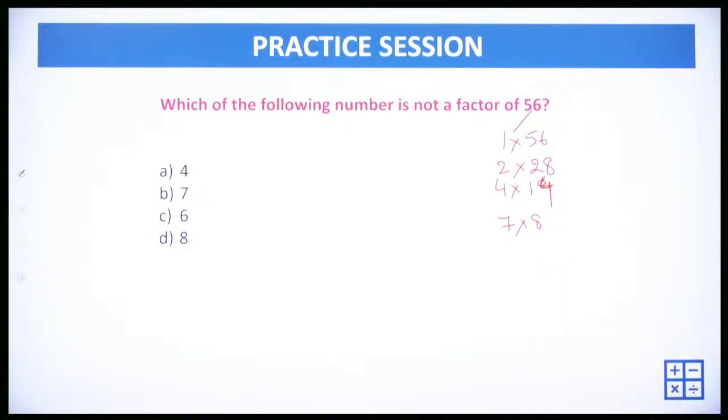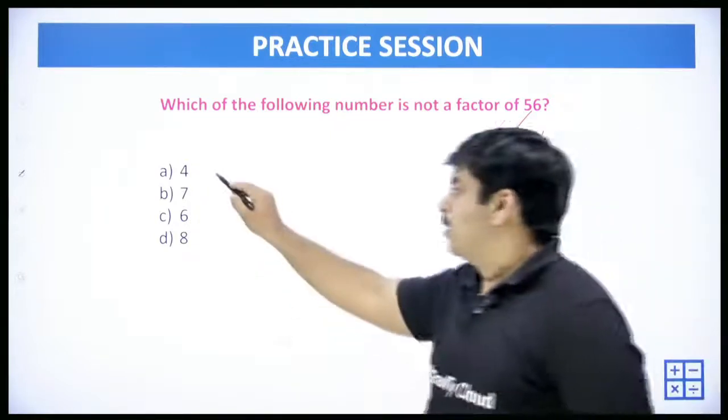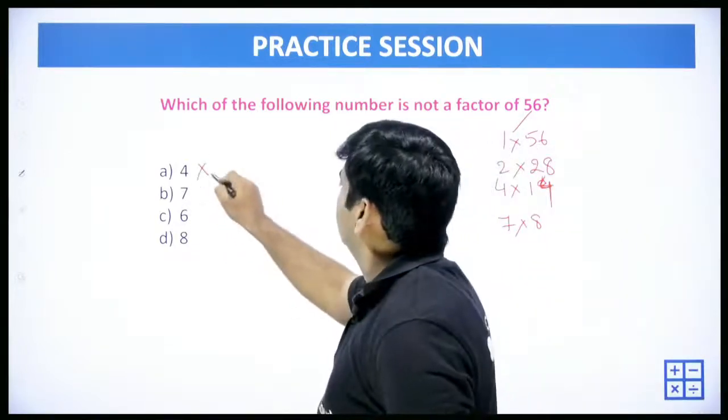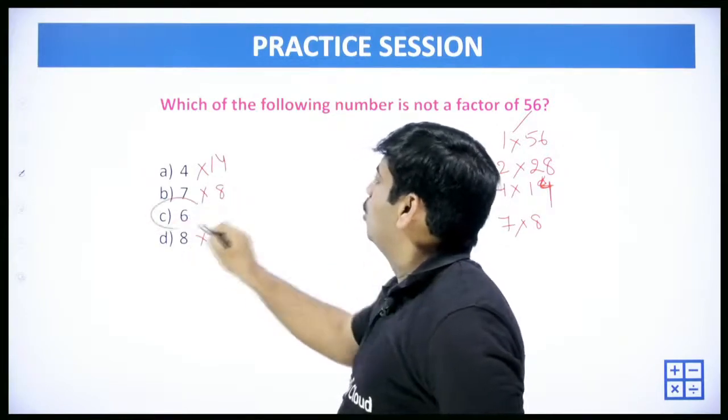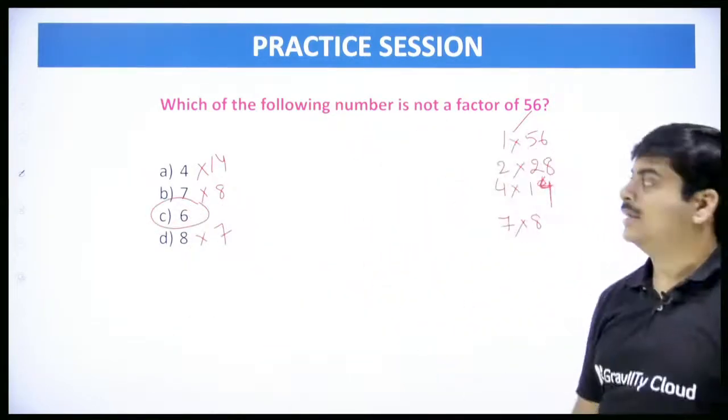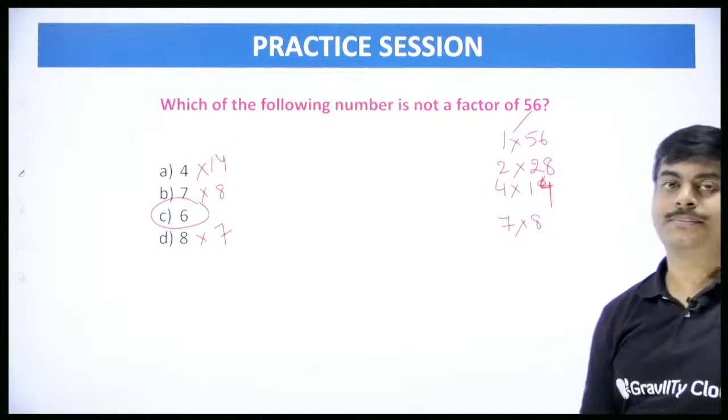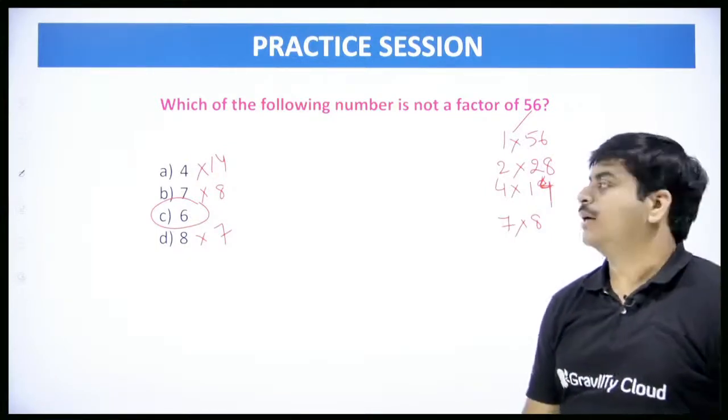Now tell me which is not. 4 into 14 is there. 7 into 8, 8 into 7. But 6 is not a factor. 6 is not a factor of 56, right? So the next question.